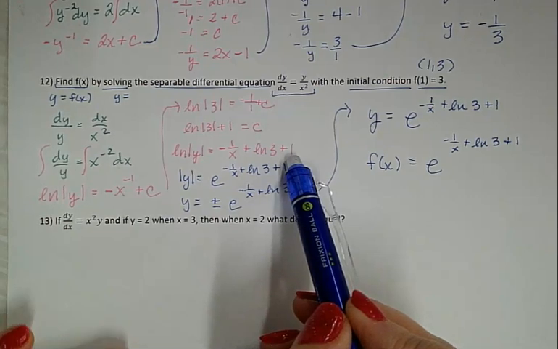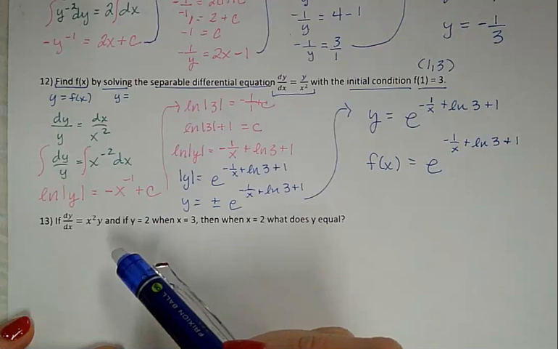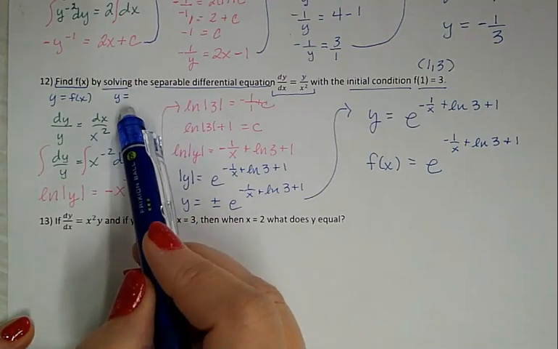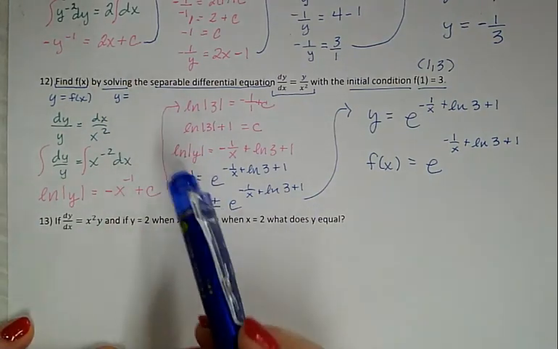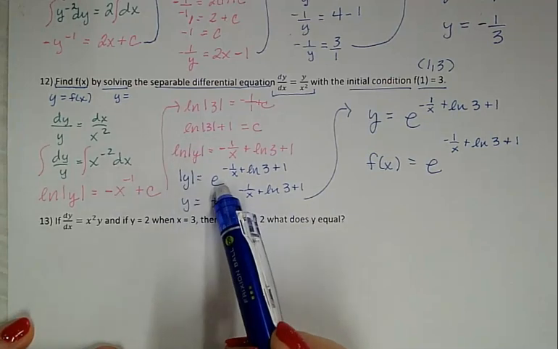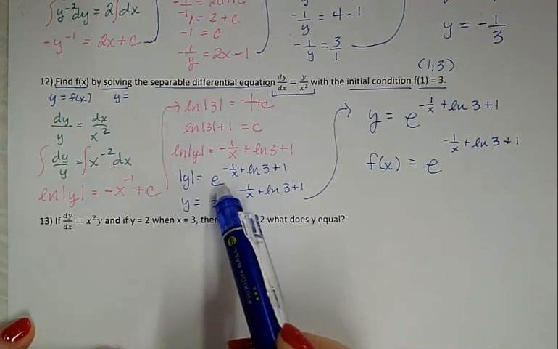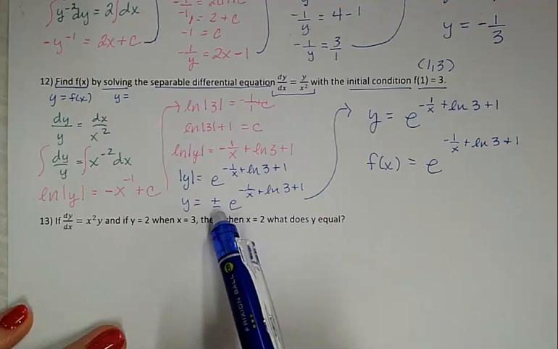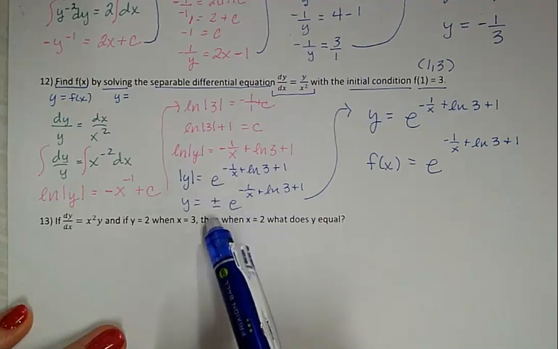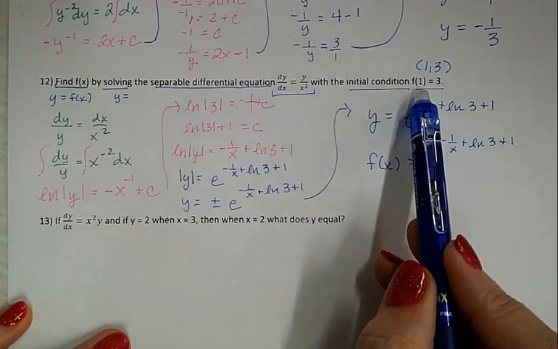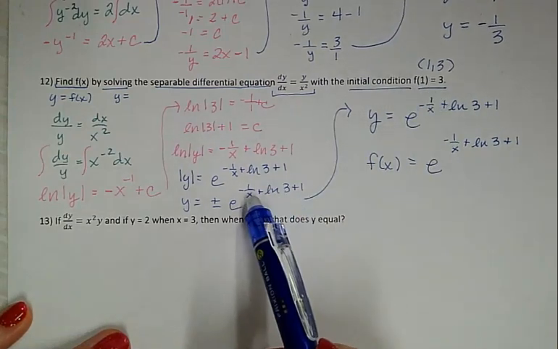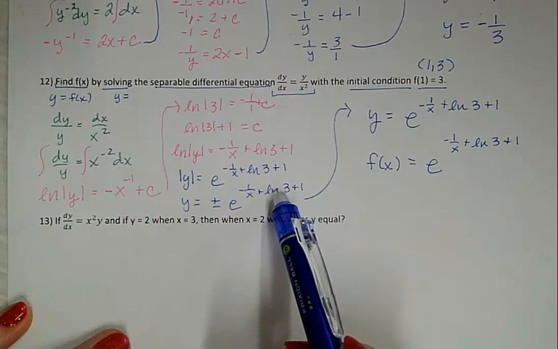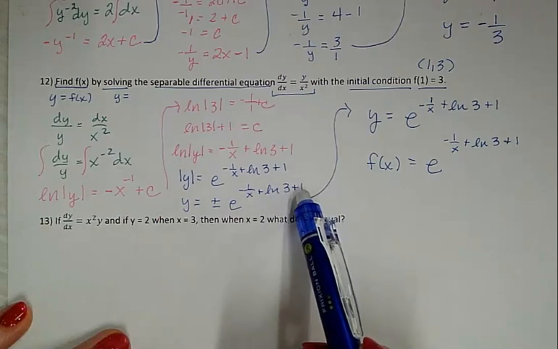So now I have a particular solution, and then I need to solve the differential equation. So I need to get y equals. So I got rid of the natural log by raising this side to base of e. I got rid of the bars then by making it plus or minus to my e on this side. And then if I have the plus or minus, I have to decide which equation to use. So I plugged in a 1 for the x, and I get negative 1 over 1, and then I get natural log of 3 plus 1.